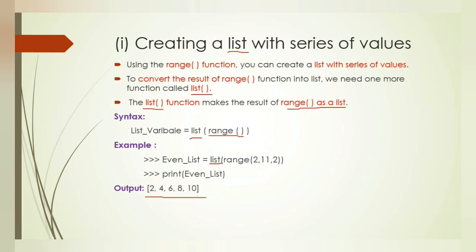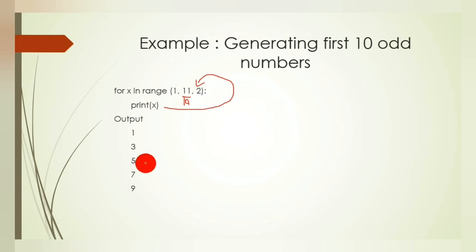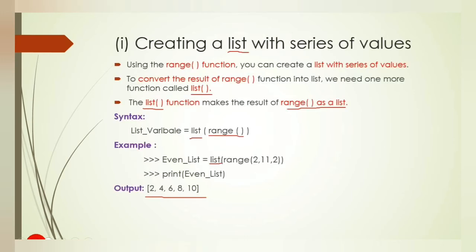Okay, so see the previous output. In the previous output, the elements are displayed one by one: 1, 3, 5, 7, 9. So this is not a list, this is ordinary elements. Okay, so if we want to create a list by using the range function, then we use the list function also. Okay, so now this is the list of elements created by using the range function.